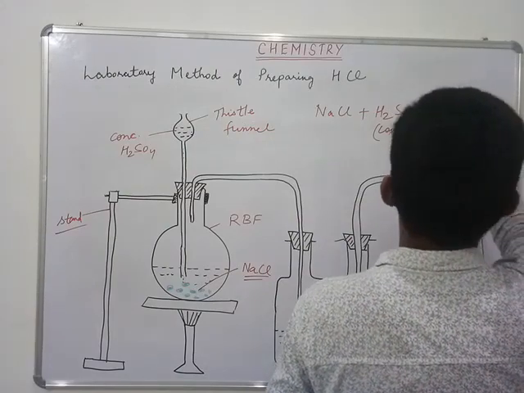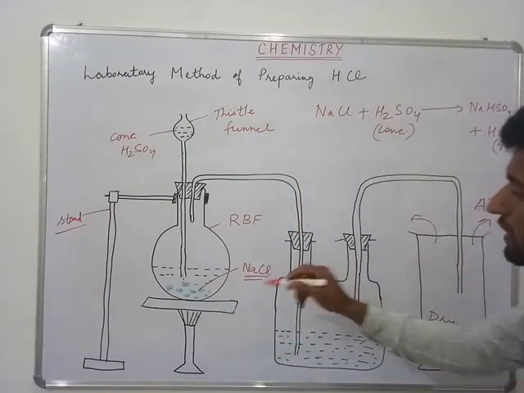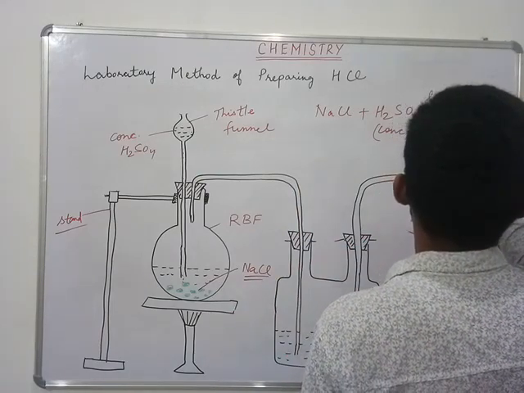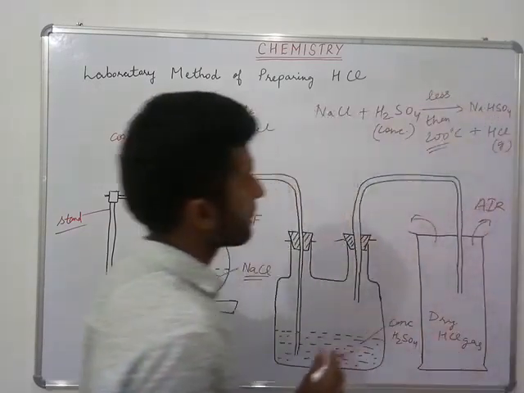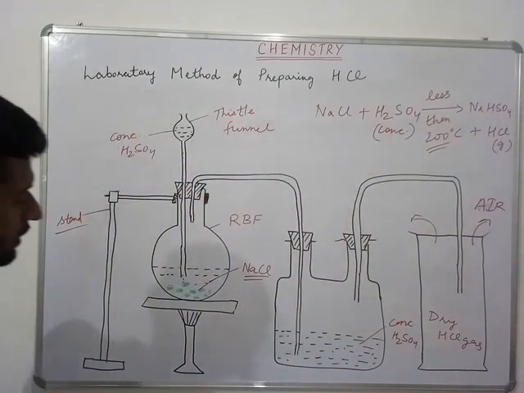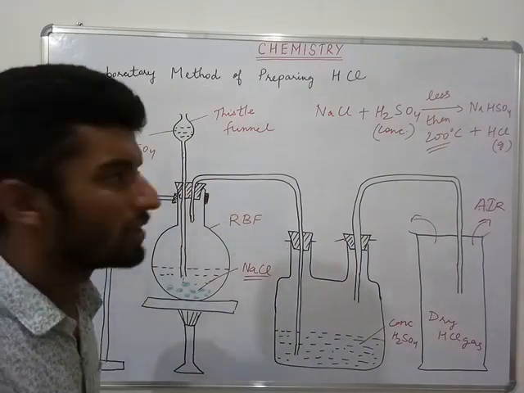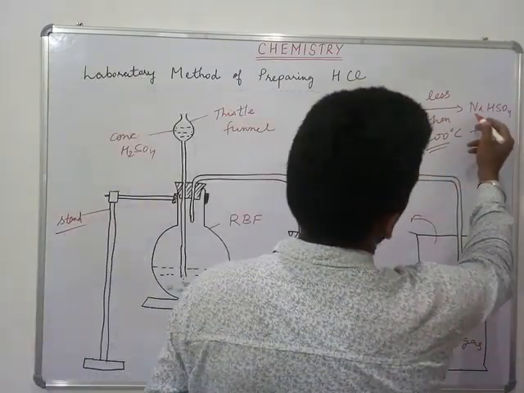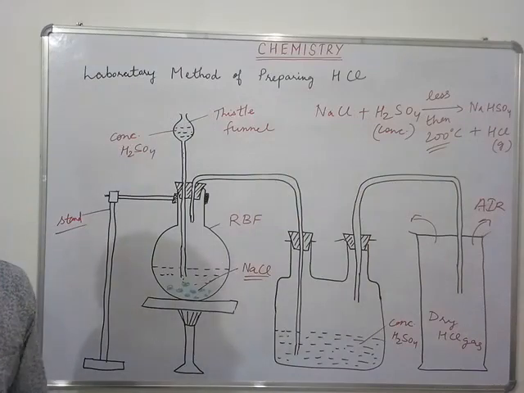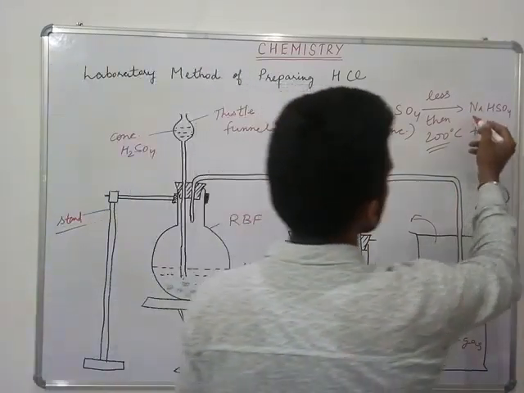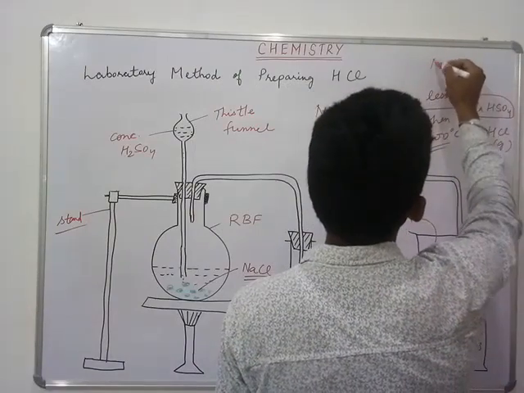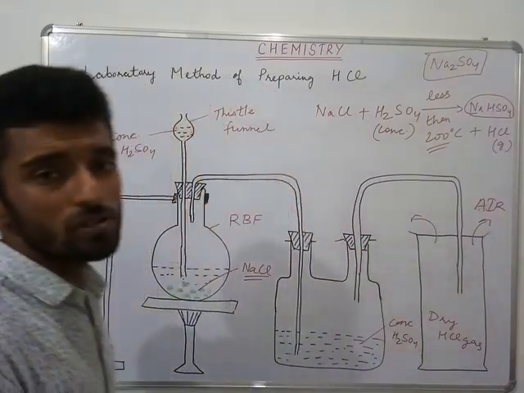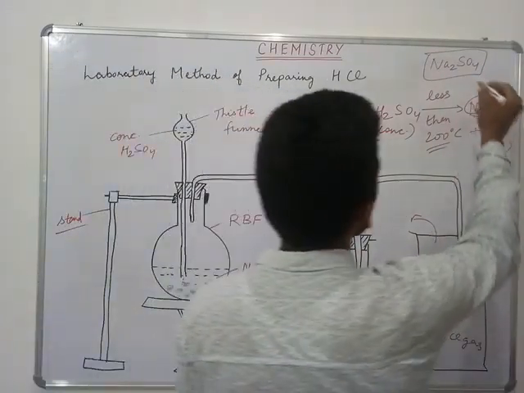Gas is formed. One important thing to note here is that the temperature is always kept less than 200 degrees Celsius whenever this process is carried out. Why? The reason is, if the temperature is increased above 200 degrees Celsius, then instead of sodium bisulfate, or hydrogen sulfate, sodium sulfate is formed. Na2SO4 is formed, which is sticky in nature.